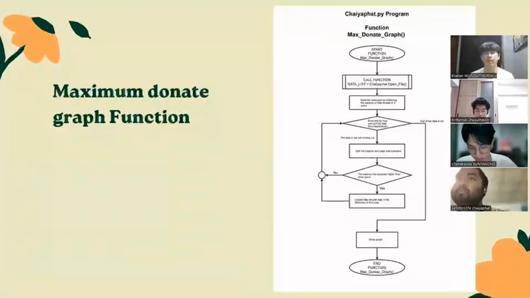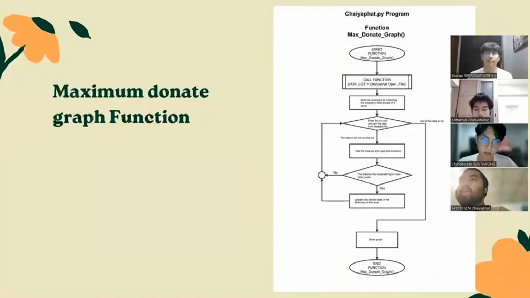Let's start with the max donate graph function. This function is designed to create a graph displaying the maximum donation amount. Then we will call the function to display the data using the line data list equals open file. This function will show the cumulative maximum donation amount within a span of 5 years.